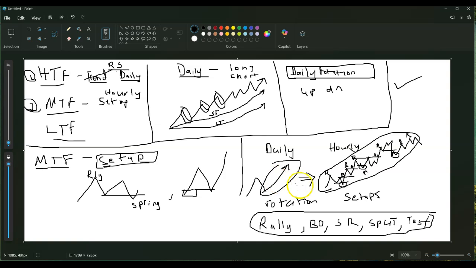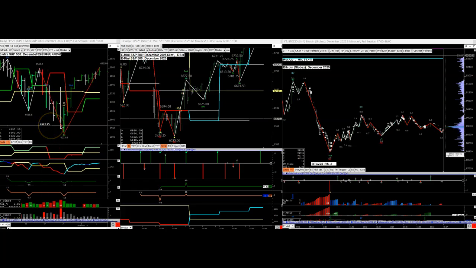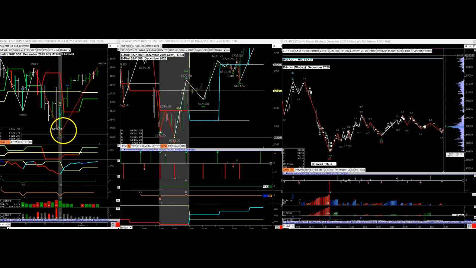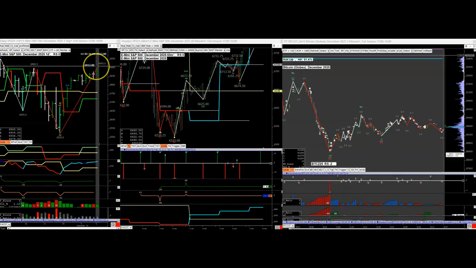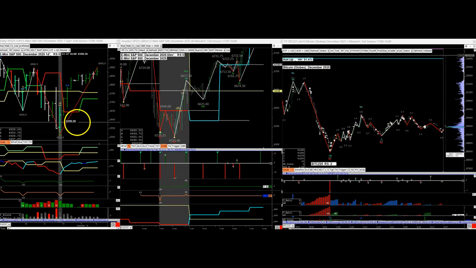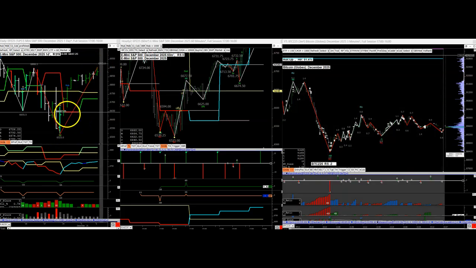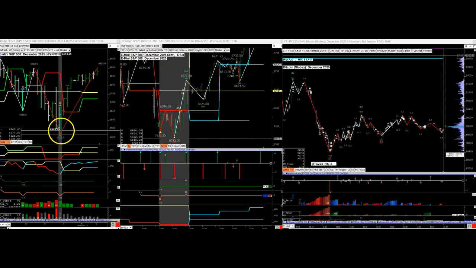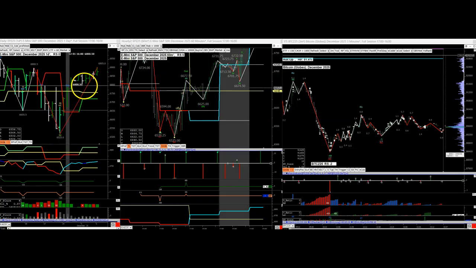All right. So now we're going to take a look at an actual example of all of this so you understand what I'm doing. Well, the first thing is we take a look at a leg, a rotation, and we see that on the daily chart we have this up leg from 6525 and right now at 6905. So 6525 to 6905 we have this up leg.